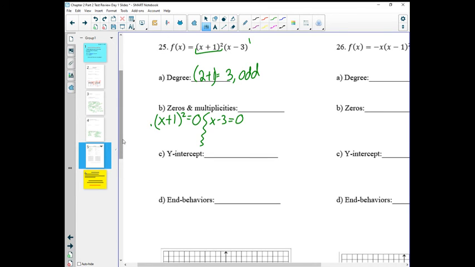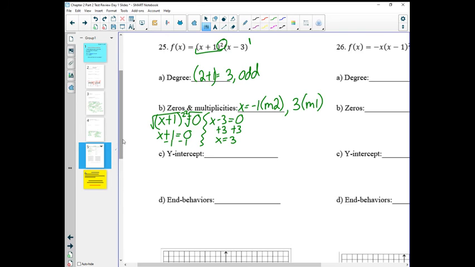To get the squared undone, I'm going to take the square root of both sides. So x plus 1 equals 0, because the square root of 0 is 0. Subtract 1, so that x equals negative 1 is our first 0. This has an exponent of 2, which means its multiplicity is 2. On the second factor, I'm going to add 3 to both sides, so that x equals 3 is another 0 of this polynomial. It has an exponent of 1, which means it has a multiplicity of 1.